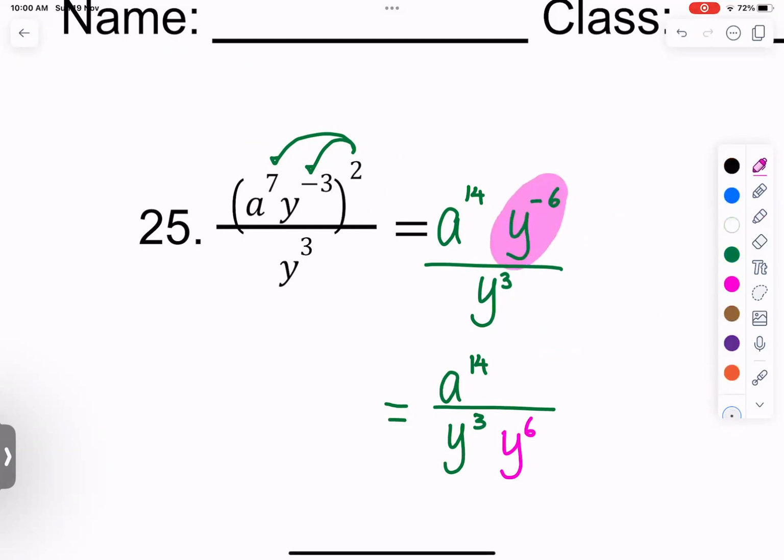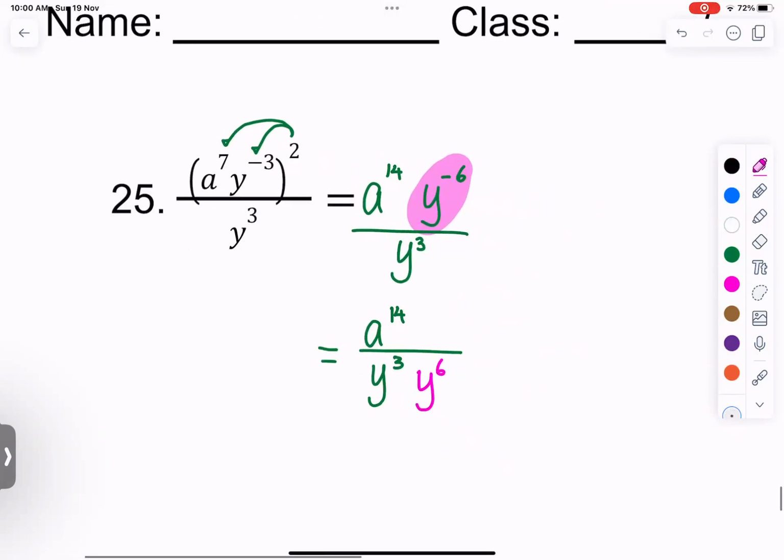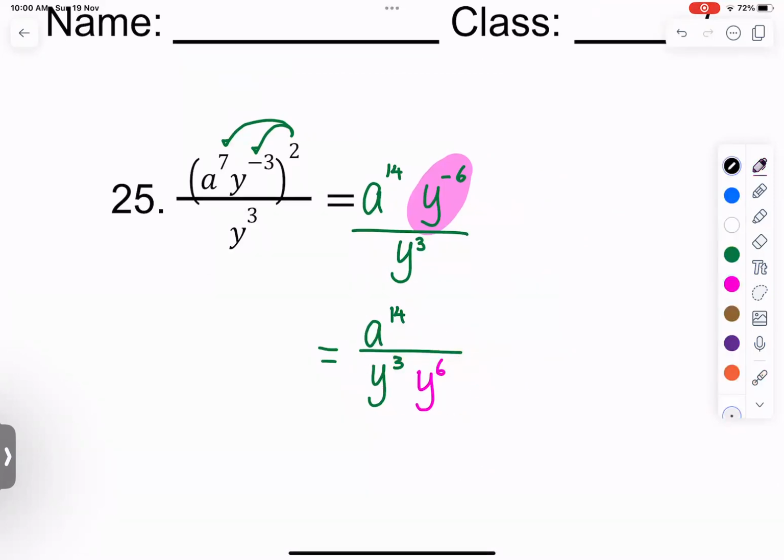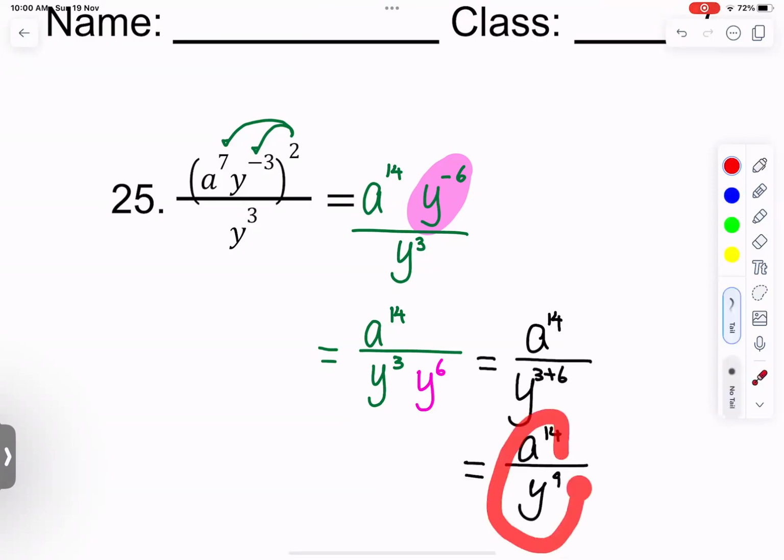Okay. And then, look at each side. Oh, the bottom one is having something. They both have y's, so your powers can add up, it will equal 9. Nothing else can be done because the bases are different.